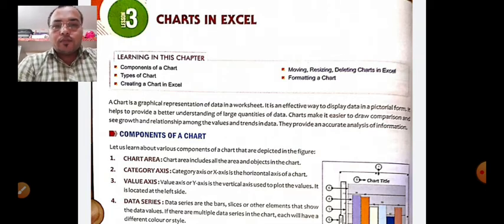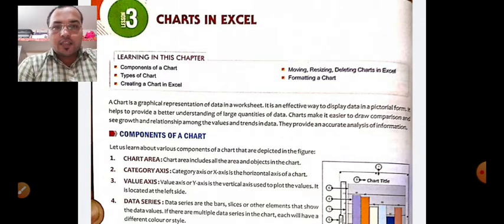Let us start our new chapter of your class, that is charts in Excel, lesson 3. In this chapter we have to discuss various points like components of a chart, types of a chart, creating a chart in Excel, then moving, resizing, deleting charts in Excel, formatting a chart.